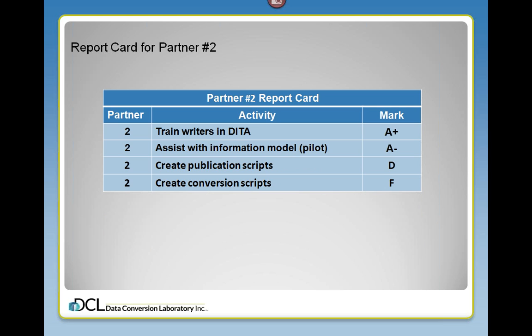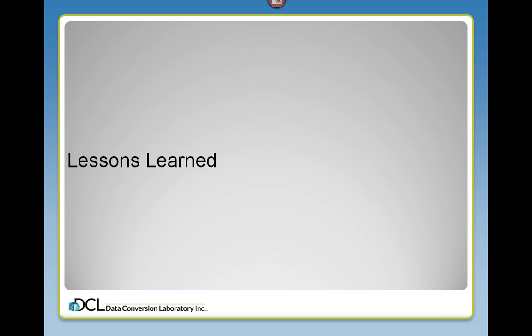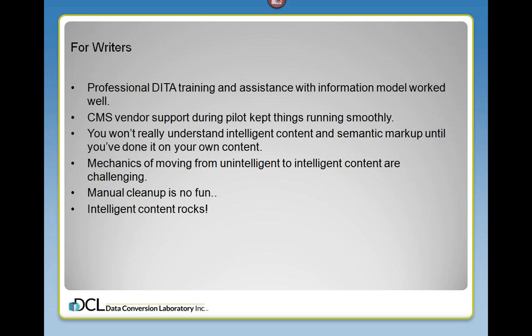So I guess now we can proceed to the lessons learned. Now, for us writers, I would say that the professional data training and assistance with the information model from vendor number 2, which was their domain of expertise, worked very well. We absolutely needed their guidance and their experience helping others do this. As for the CMS vendor support during the pilot, we weren't affected by that directly, but we knew that the system was almost always online and available for us so that we could do our work. So that was a very good decision on the part of the core team. That was the right judgment call by them.